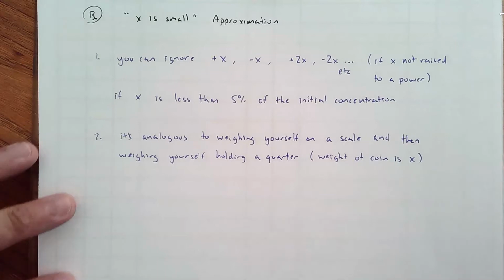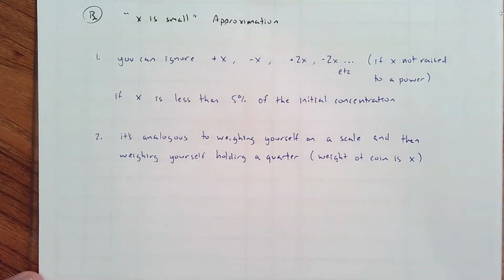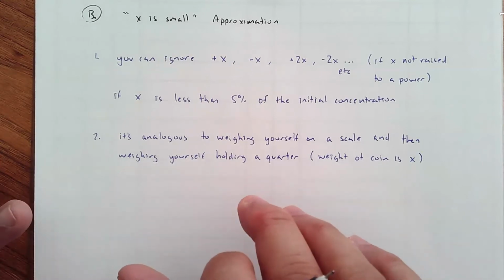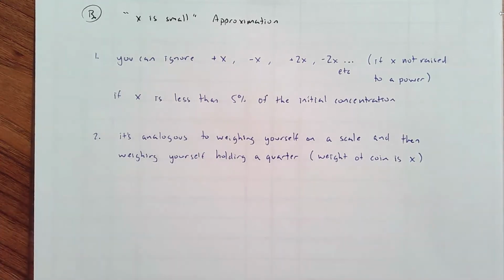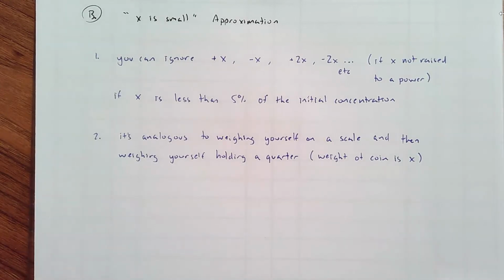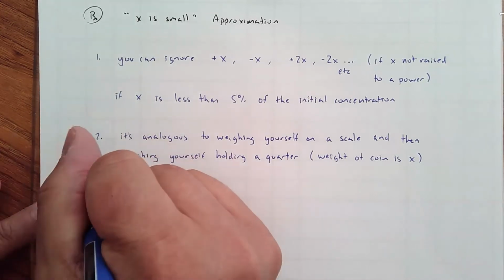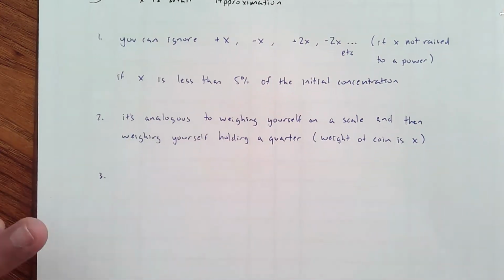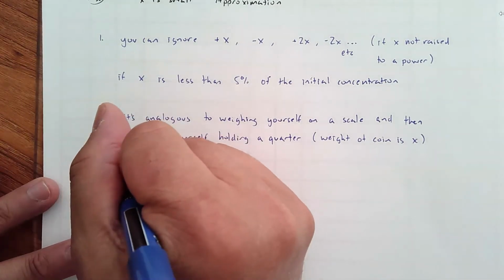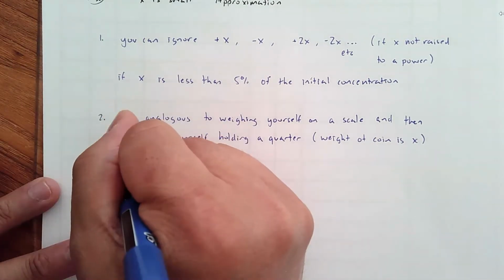We can ignore it, and it's valid, and whatever answer you get for your body weight or your x will be considered correct. It allows you to avoid the quadratic formula. Basically, that's why we're using x is small.